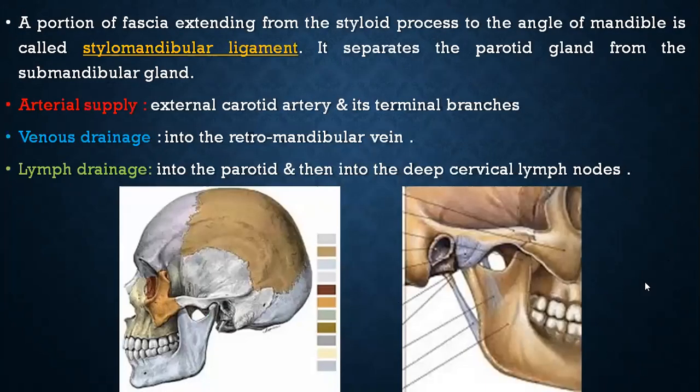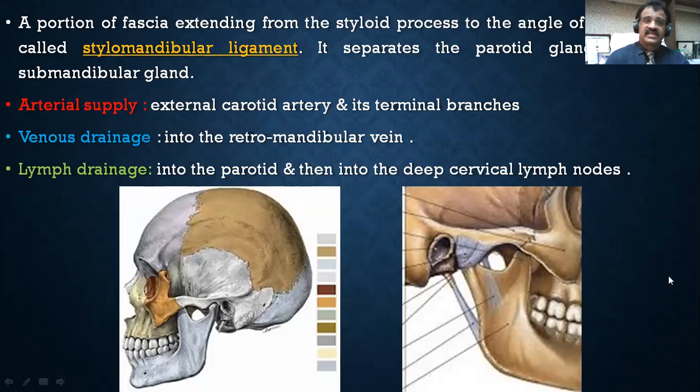A portion of fascia extending from the styloid process to the angle of the mandible is called the stylomandibular ligament, and it separates the parotid gland from the submandibular gland, because immediately below that there is the submandibular gland. So it is extending downwards, and that is why we see that.